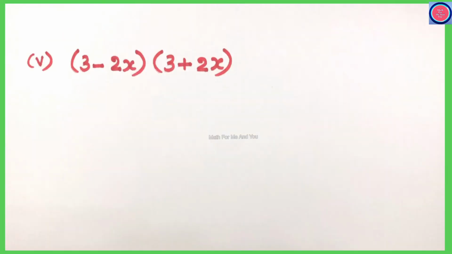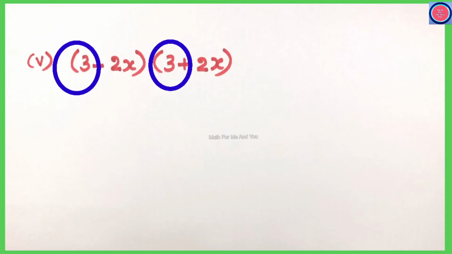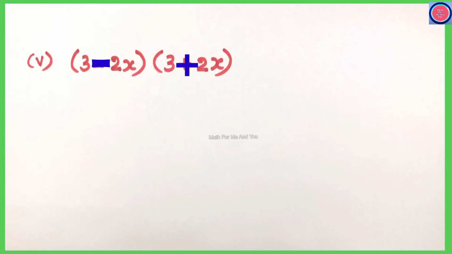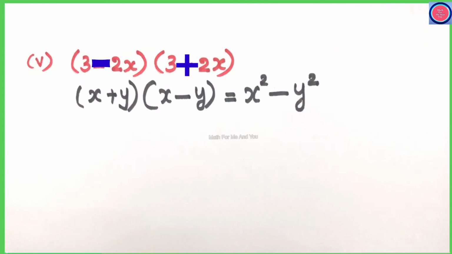Question 5 is 3 minus 2x times 3 plus 2x. When we look at both the brackets, we can see the first terms are same. Also the second terms same. Then what is the difference? They are connected with plus and minus. This is the difference. If the terms are same and connect with the plus and minus, then we have to use the identity x plus y times x minus y equals x square minus y square.